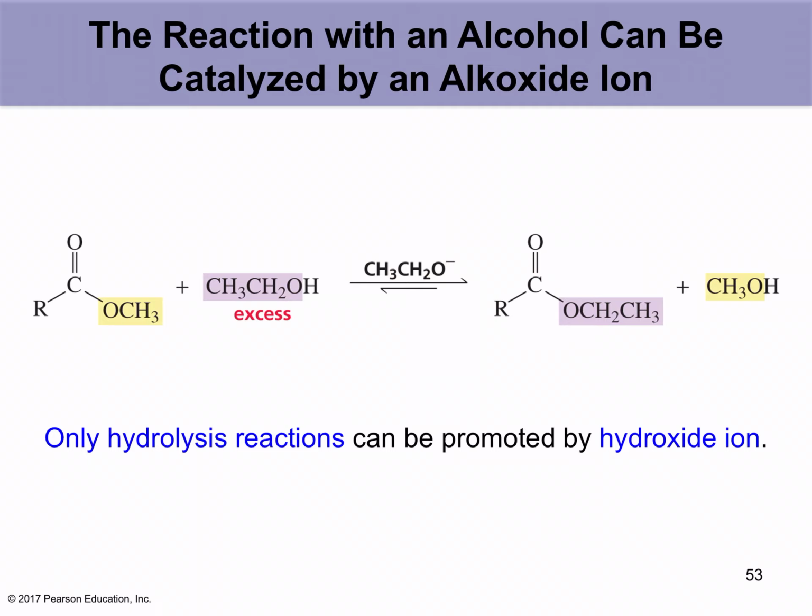Reaction with an alcohol can be catalyzed by an alkoxide ion. This is transesterification. If you have this ester, you add excess ethanol, in this case, whatever the ester you want to make. And then if you have an ethoxide ion, an alkoxide, the same ion that you want to replace the ester with, you use the same alkoxide ion, and that would help to form your product more and also faster. Only hydrolysis reactions can be promoted by hydroxide ion.